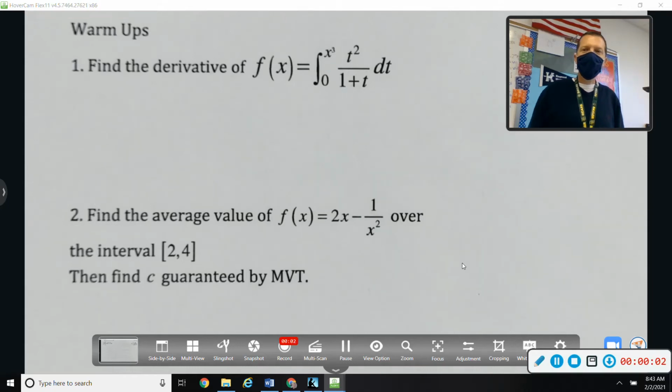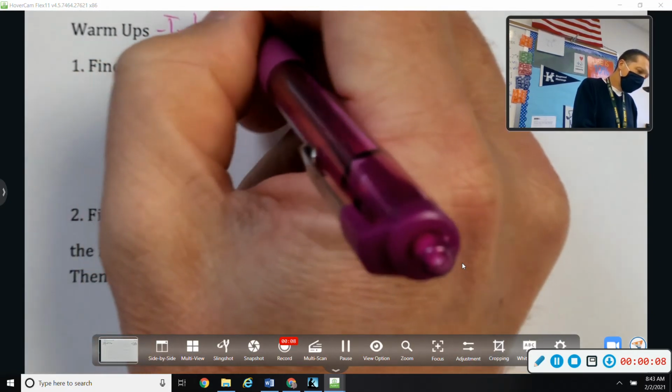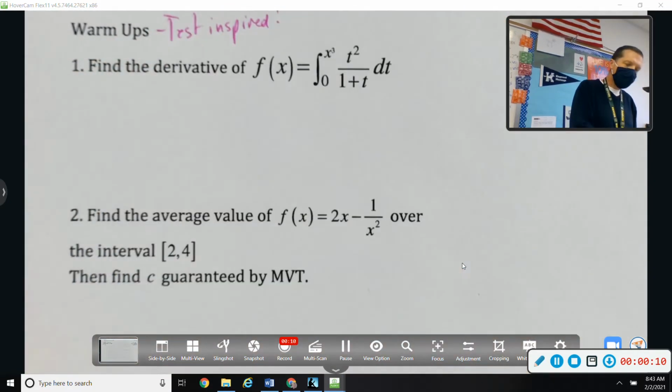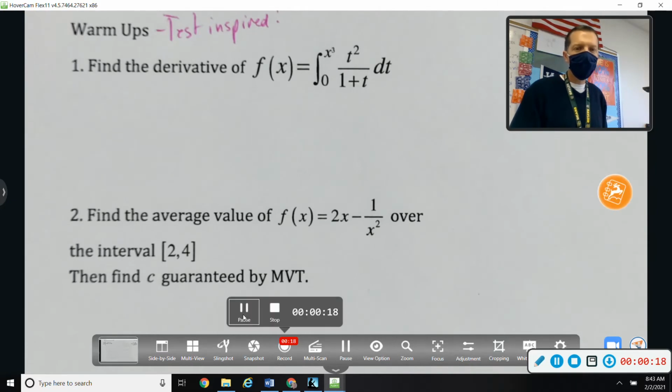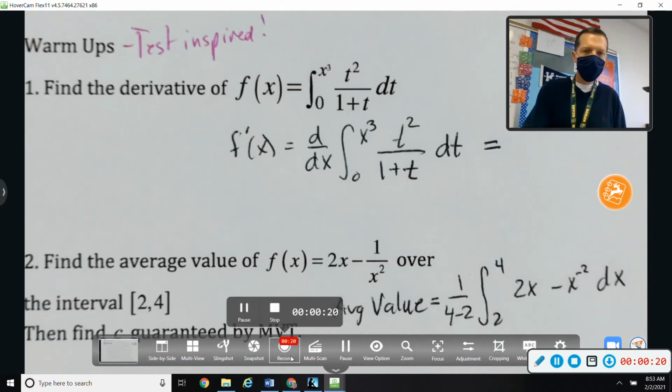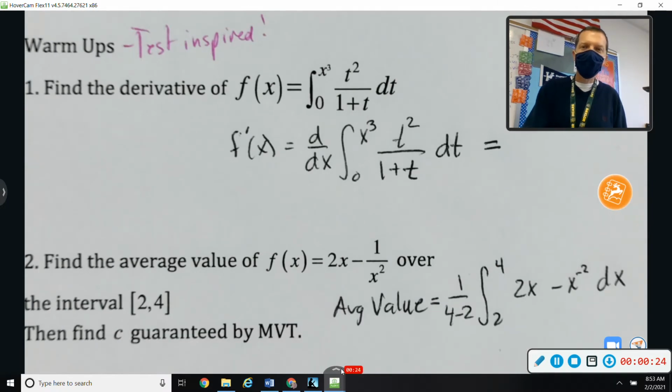Alright, so 5 test-inspired warm-ups. So press pause, give those a try, and then we'll come back and go over them. There's a couple of hints if you want to pause there, see if that makes sense, and then try to keep going for both of those. And then we'll come back in a minute and go over them.